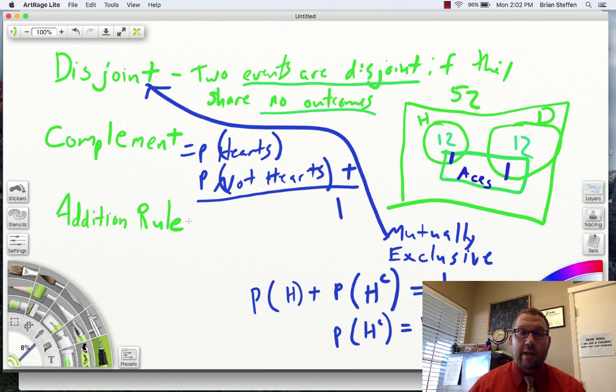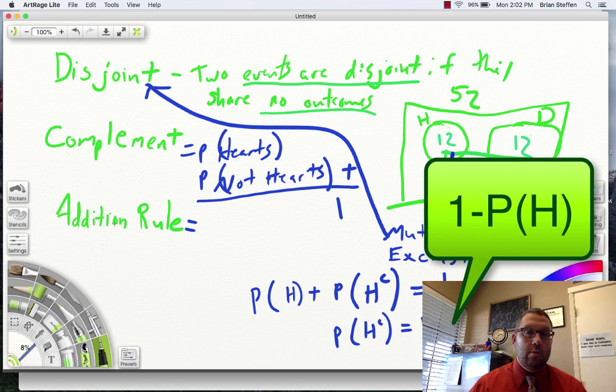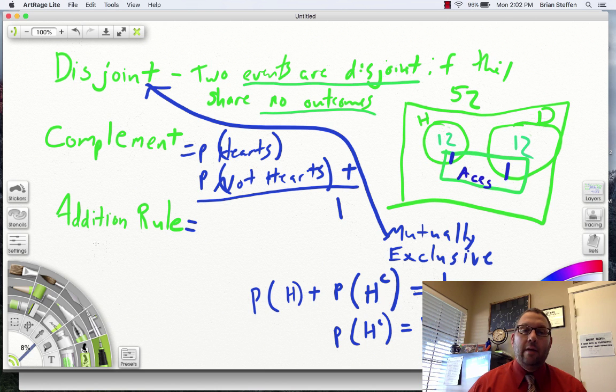Now the addition rule is the last thing here, and I'm kind of running out of space, but it's basically this. If I have two events, we can do it with the card example again. I'll change colors here. If I have event A and event B, and event A and event B are disjoint.